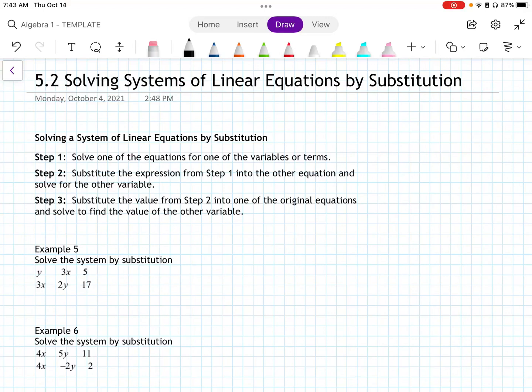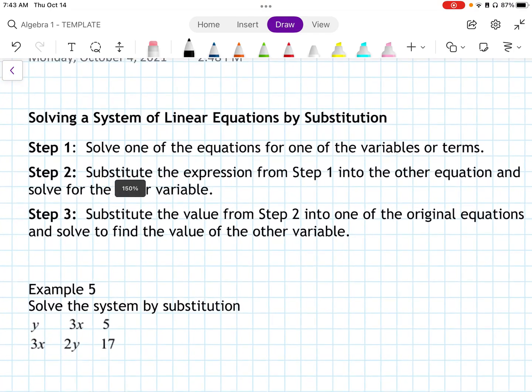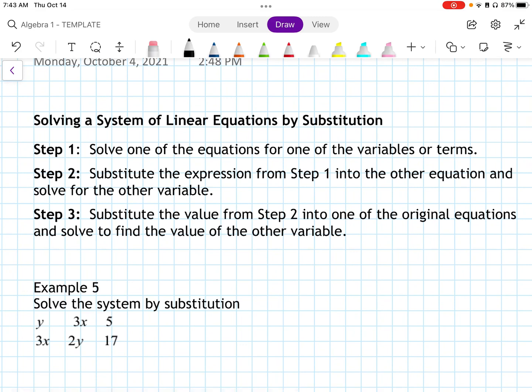All right, so in the last video, we looked at solving by graphing. Now we're going to solve by substitution. So we're going to be solving it still. We're going to find where the lines cross, but we're not actually going to graph them. So again, we have these steps for how we could do this.